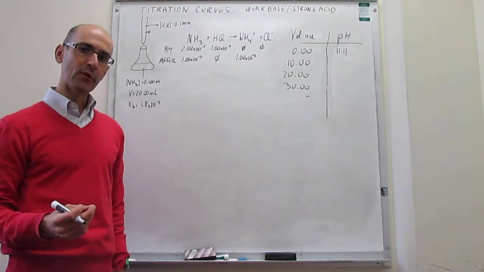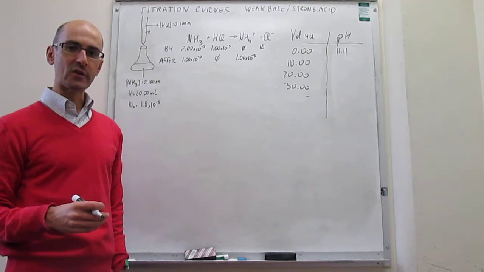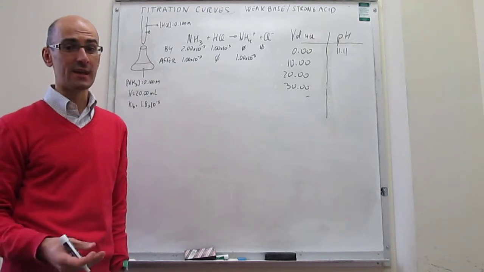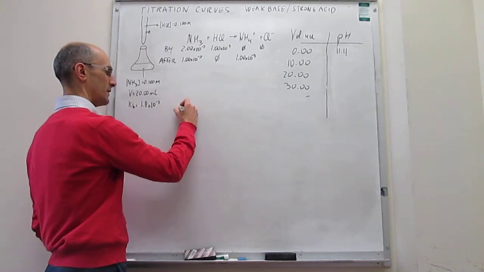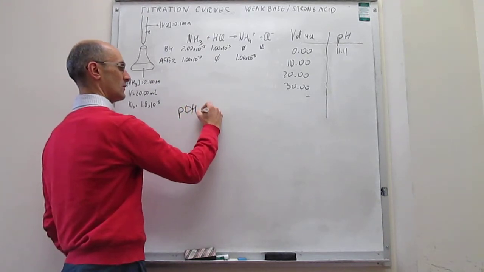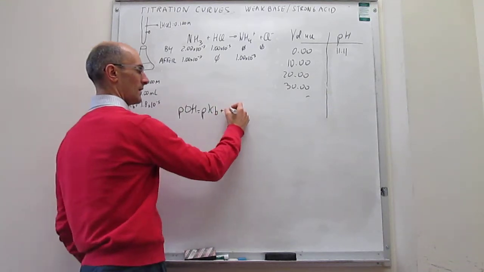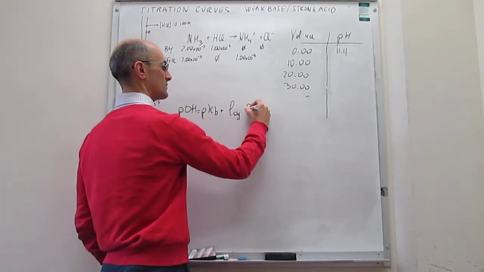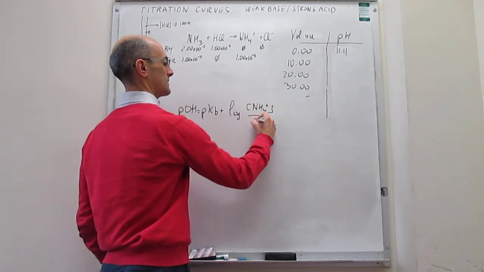Now, something that is important about this case is that this is a base equilibrium, and the Henderson-Hasselbalch equation that you have to use is the one that corresponds to the base equilibrium. So that will be pOH equal to the pK sub B of that equilibrium plus the logarithm of the molar concentration of the conjugate acid over the base.